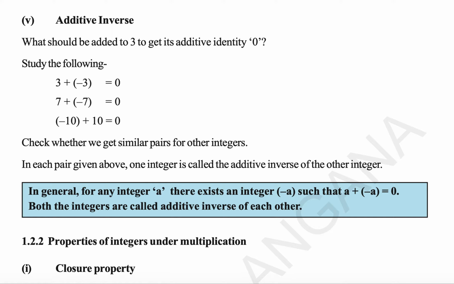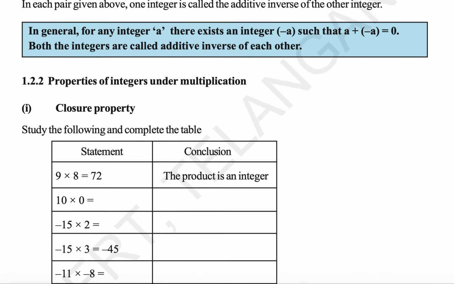In each pair given above, one integer is called the additive inverse of the other integer. In general, for an integer a, there exists an integer minus a such that a plus minus a equals 0. Both the integers are called additive inverse of each other.